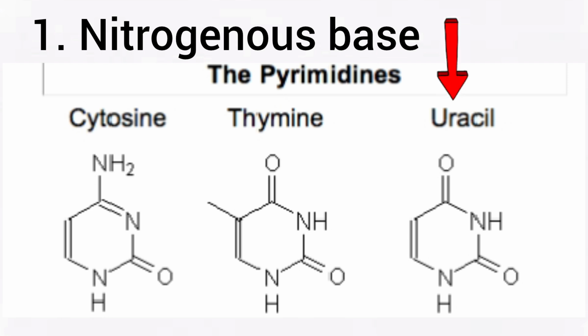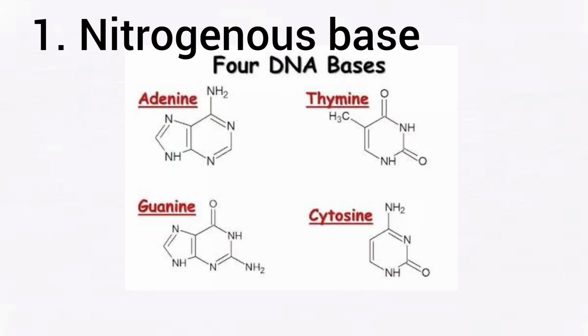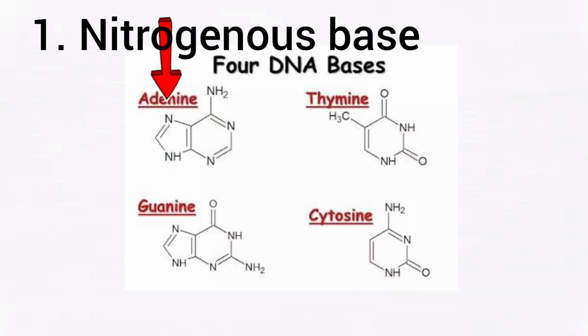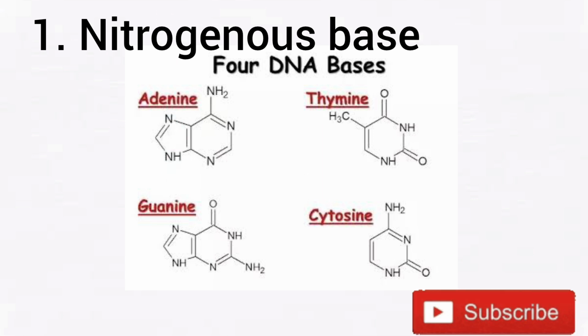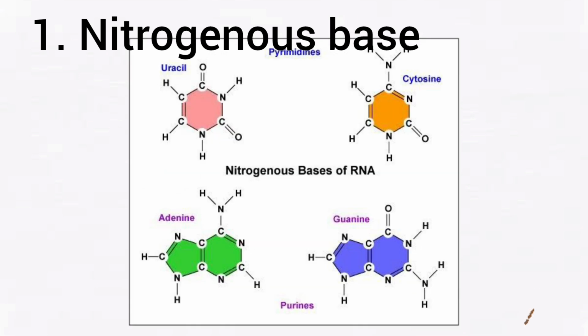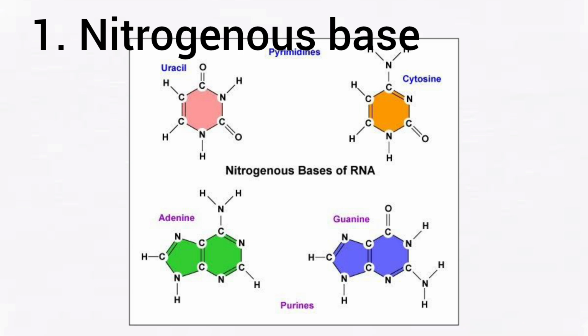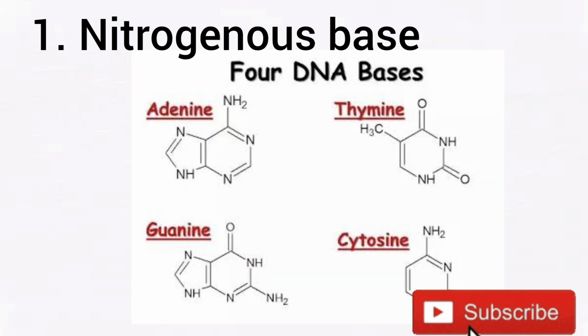In DNA, uracil is absent, while in RNA, the thymine is absent. So now let's take a look at the 4 bases present in DNA. We have the adenine, we have the thymine, we have the guanine, and cytosine. Now remember, adenine and guanine are actually purine, while thymine and cytosine are pyrimidine. Now the 4 bases of RNA include adenine and guanine, which are actually purine, while we have the cytosine and uracil. Note that in RNA, thymine is replaced by uracil. So in RNA, thymine is absent, while in DNA, uracil is absent.